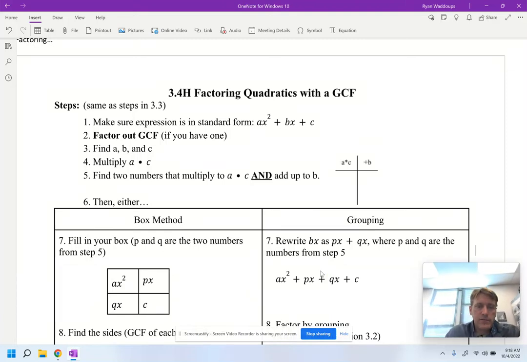Hi, welcome. This is a lesson on factoring quadratics with a greatest common factor.